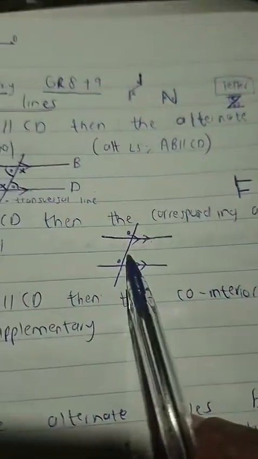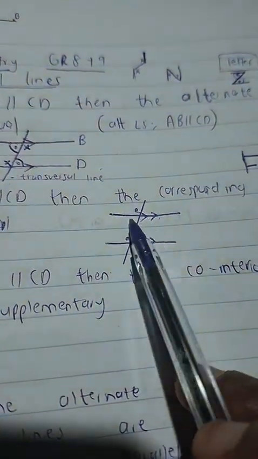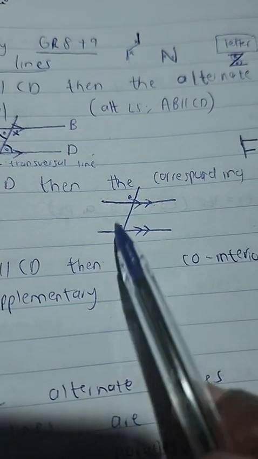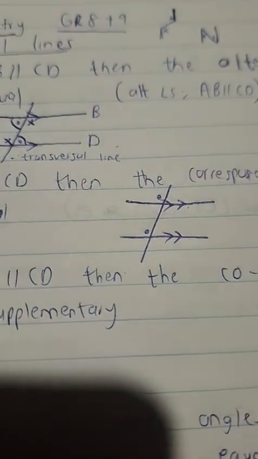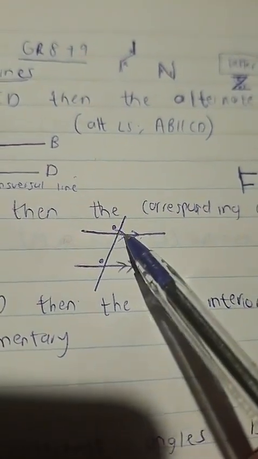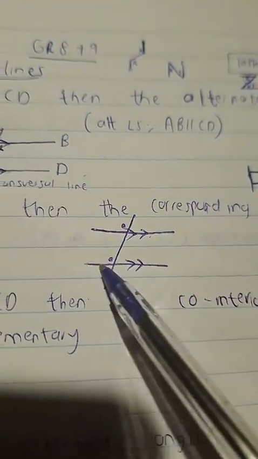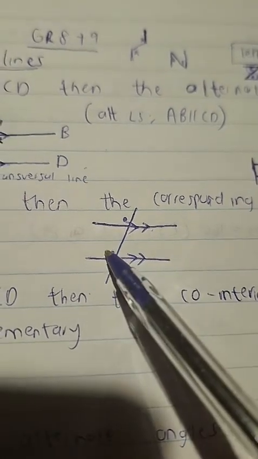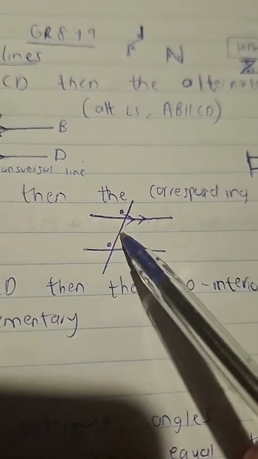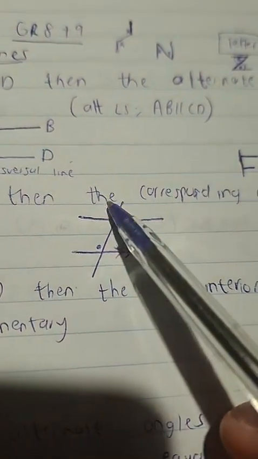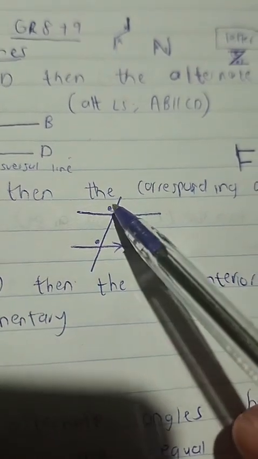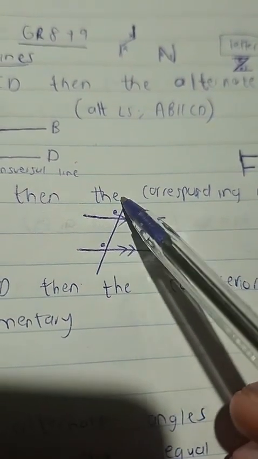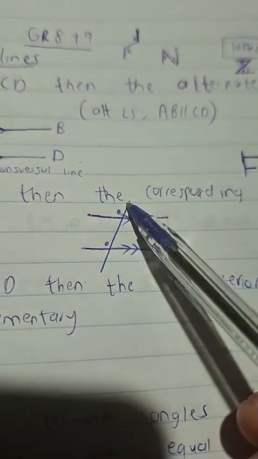But on top of that parallel line, these two angles are what we refer to as corresponding. I repeat, this line is parallel to that one. So on top of this parallel line, then on top of that parallel line, we say these two angles are corresponding.